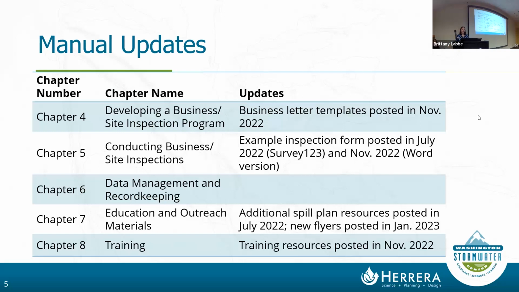All right, and the last set of chapters, chapters 4 through 8. Chapter 4 is focused on developing a business site inspection program. We initially posted that chapter in April 2022, but there were some additional resources posted last year in November. So if you're taking a look at a letter template to introduce your program, or a letter to send out to businesses that are in compliance or out of compliance and have some actions required, there's 3 different letter templates you can take there and modify those, add your own letterhead, things like that. So take a look at that sample language there.